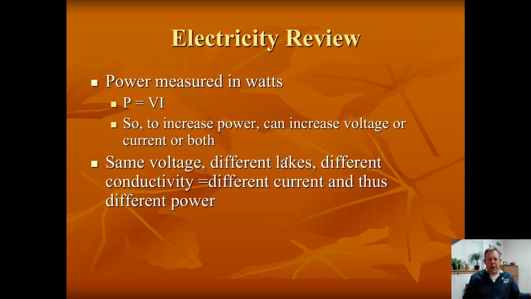Now, here's where this comes into electrofishing, okay? Say you've got the same voltage coming out of your box, but you go to different lakes. And different lakes often have different conductivity. And so if the voltage is the same on your electroshocking boat, but you go to different lakes, you're going to have different current, right? Because one's going to have higher conductivity, and so you're going to be able to throw more electrons through the water for the same voltage. And so you're going to have more power being put into the lake that has higher conductivity. All right.